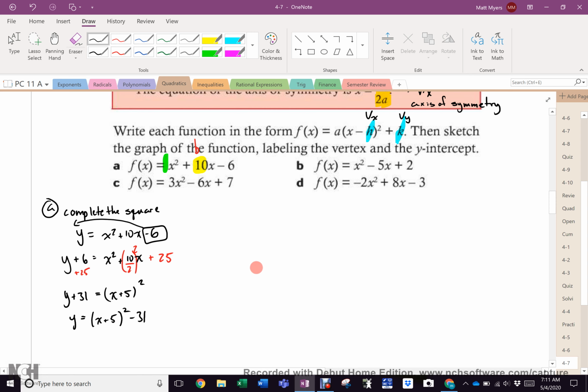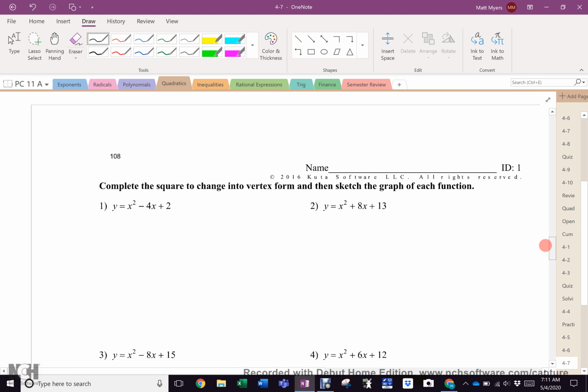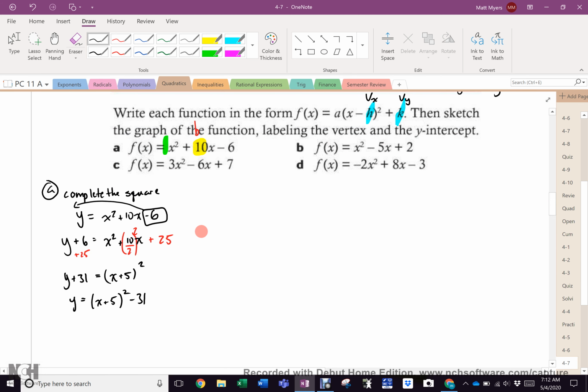Make sure I've got enough room here. Sketch a graph of the function. The vertex is negative 5, negative 31. So since that's positive 5 in the bracket, we go over here, negative 5, and go down 31. Negative 5, negative 31. And there's our vertex. Since a is positive, we know it's going up, and we know our y-intercept is negative 6. So we put a dot there, negative 6. And of course, this dot over here.